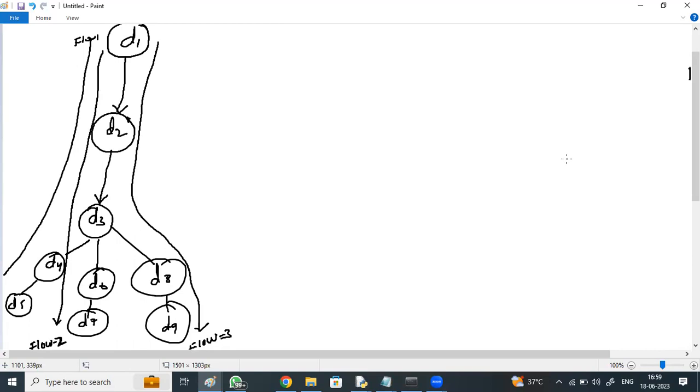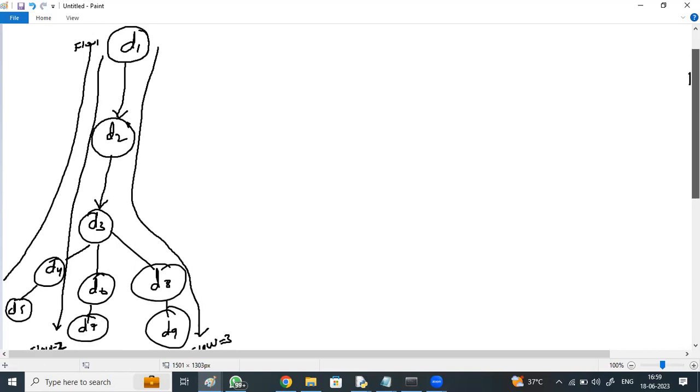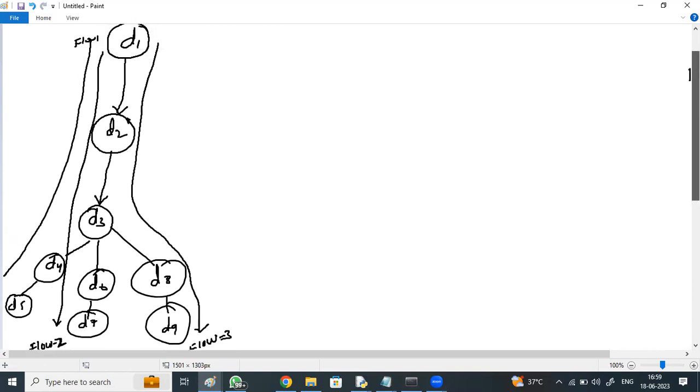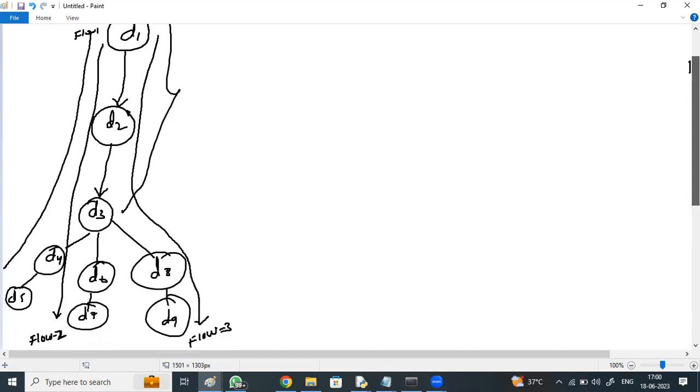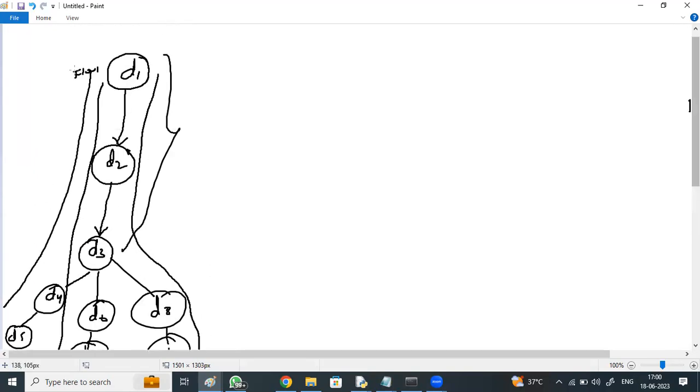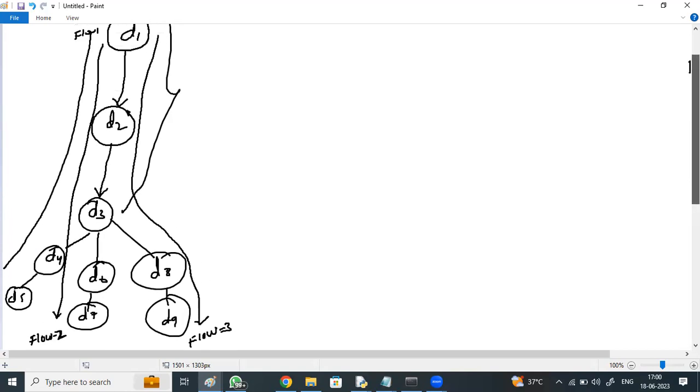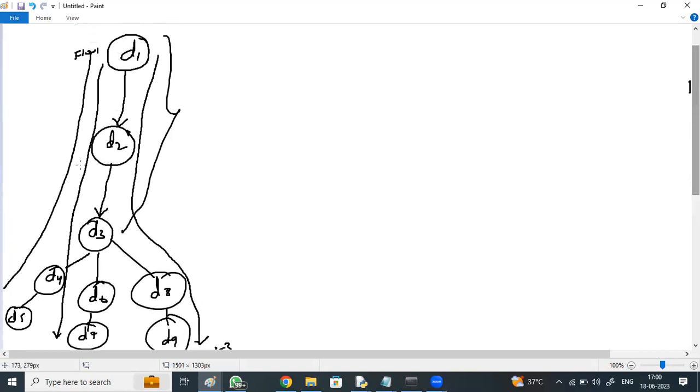Flow 1, flow 2, and flow 3. If you observe, the first 3 steps are common in all 3 flows. Assume you executed flow 1. Again, flow 2 is D1, D2, D3, D6, D7, and flow 3 is D1, D2, D3, D8, D9.